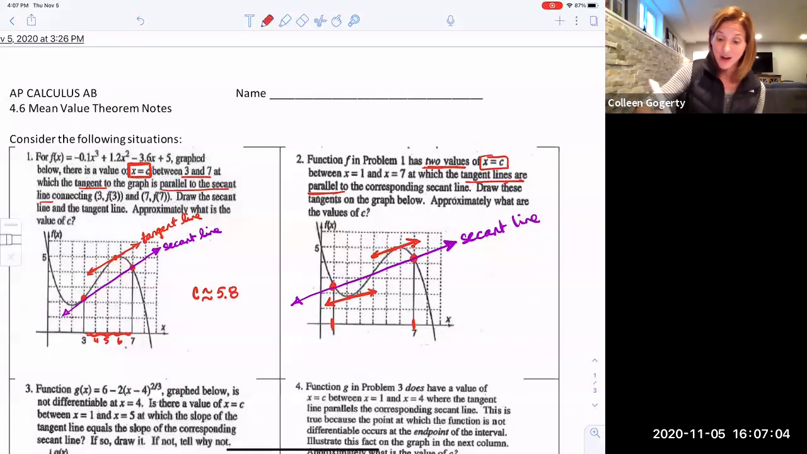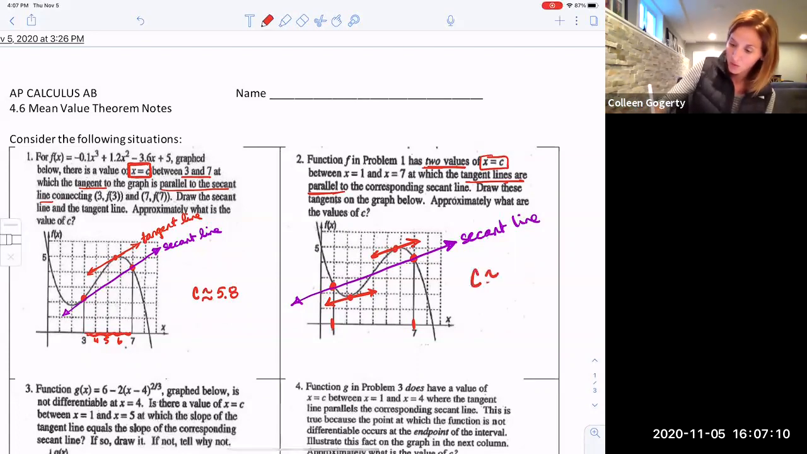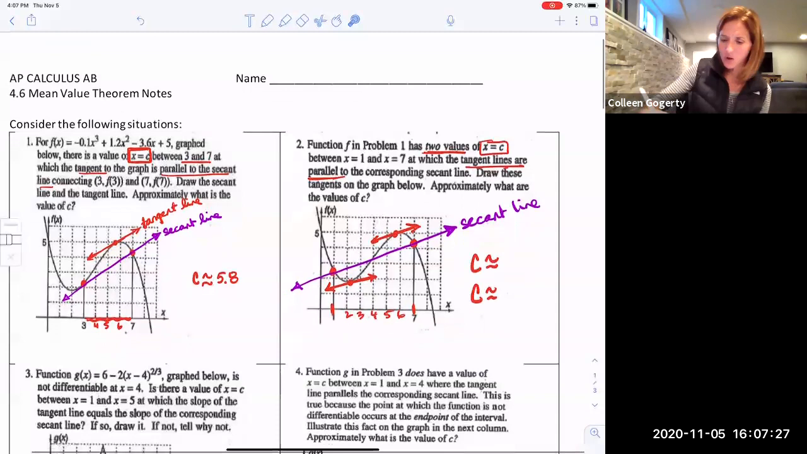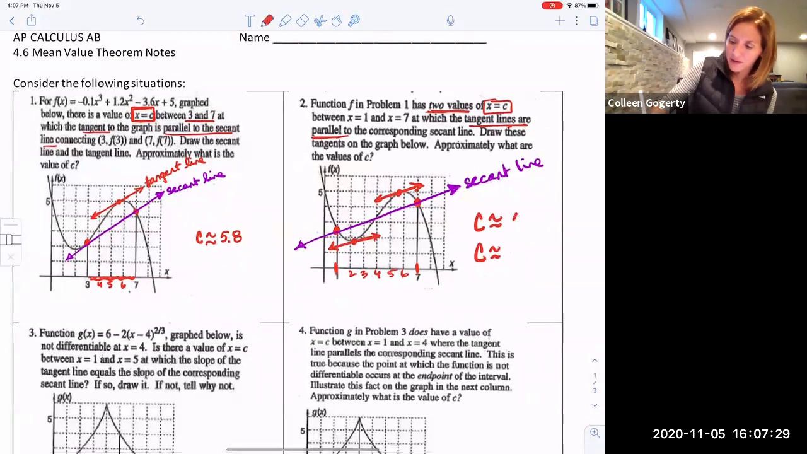So what the question is now asking us is, can you estimate what would these values of C be? Now there's two of them now. So what do we think? Okay, so here's 2, 3, 4, 5, 6. All right, so my first one, I'm thinking it's like right after 2. So it's in between 2 and 3, but pretty close to 2. So maybe I'm going to call that like a 2.2.